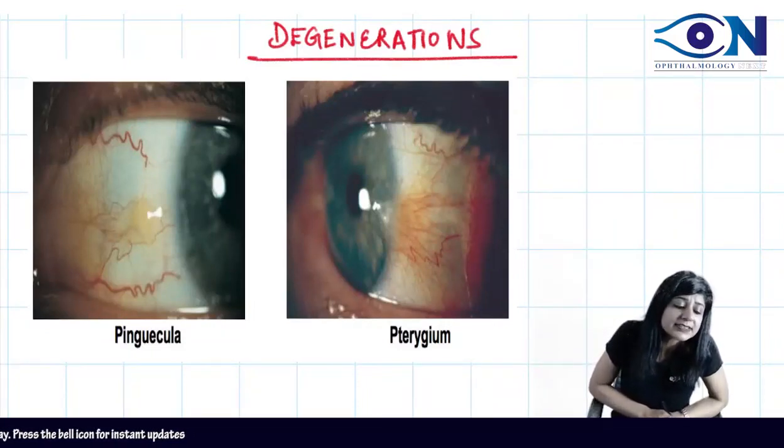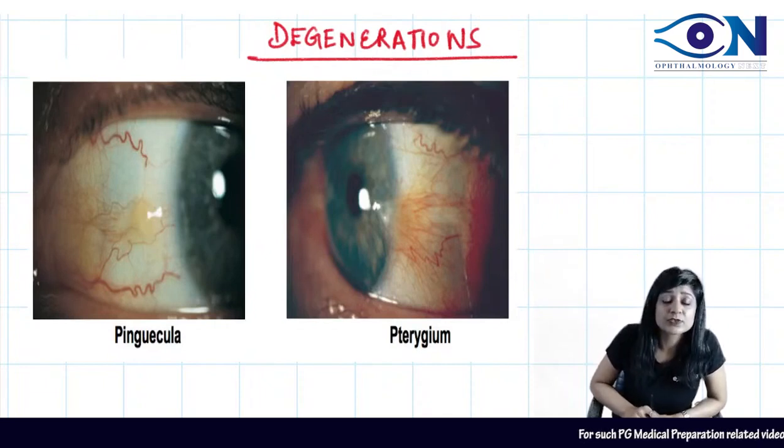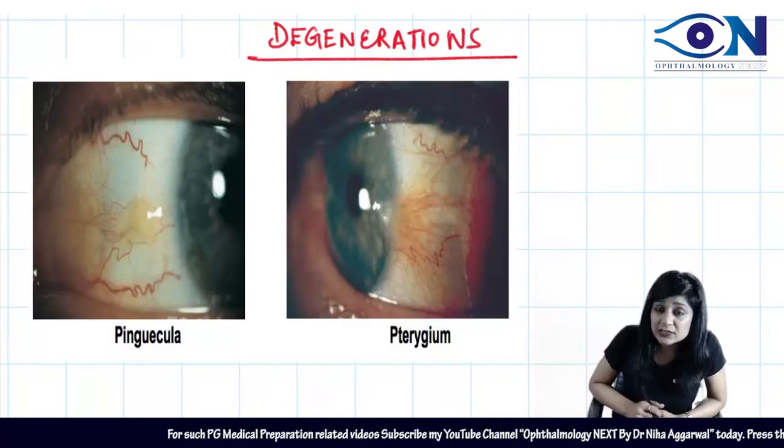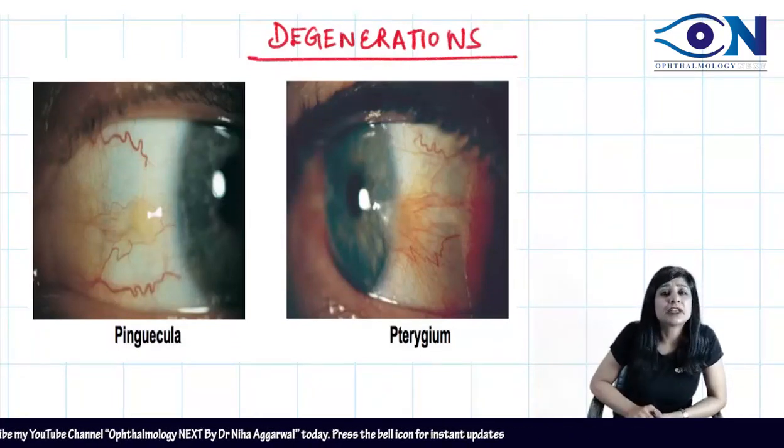Phlyctenule and nodular scleritis: scleritis is a very, very painful condition. Plus, scleritis is most commonly associated with connective tissue disorders. So if you have scleritis, they will give you some clue of association with connective tissue disorder. They will tell you that there is a lot of pain. They will tell you whether there is blanching with phenylephrine or not.